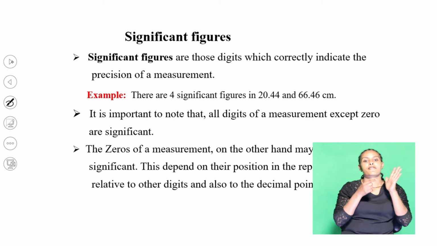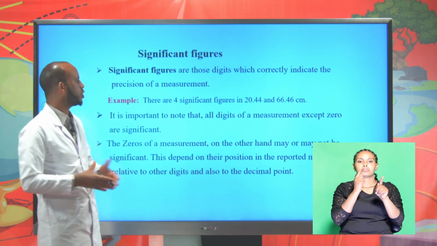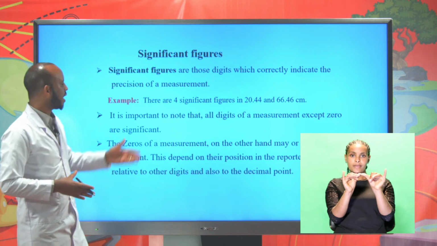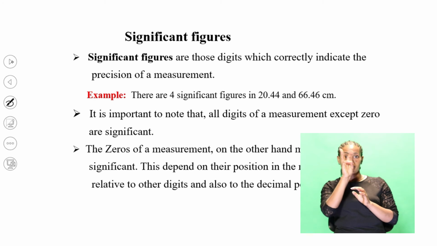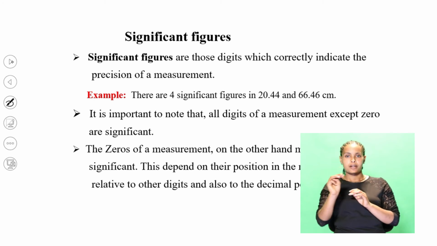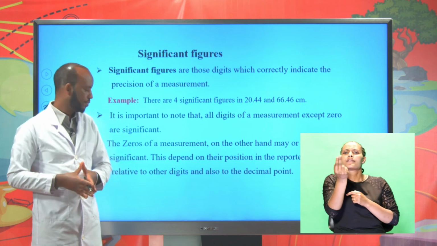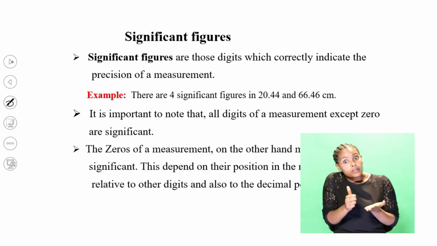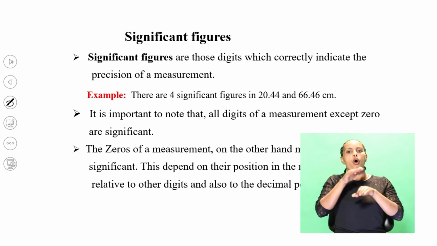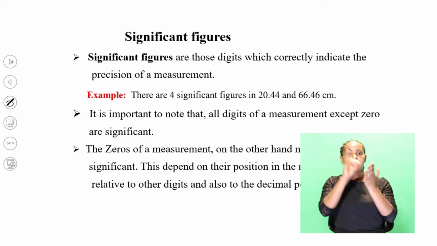Significant figures. Significant figures are those digits which correctly indicate the precision of a measurement. There are 4 significant figures in 20.44 and 66.46 centimeter. It is important to note that all digits of a measurement except 0 are significant. The zeros of a measurement, on the other hand, may or may not be significant. This depends on their position in the reported numbers relative to other digits and also to the decimal point.